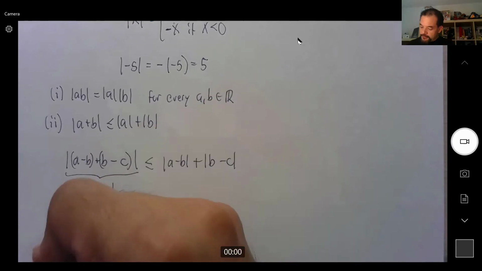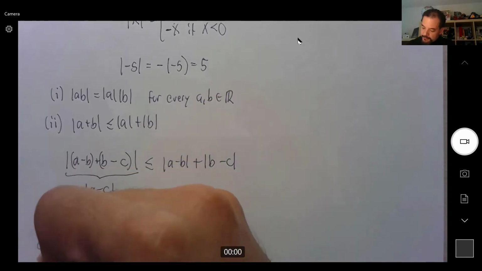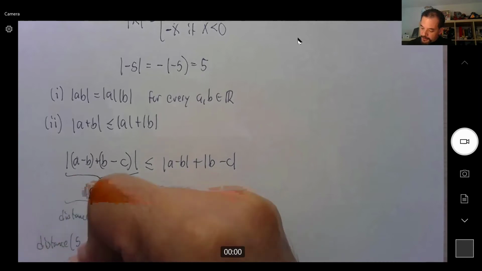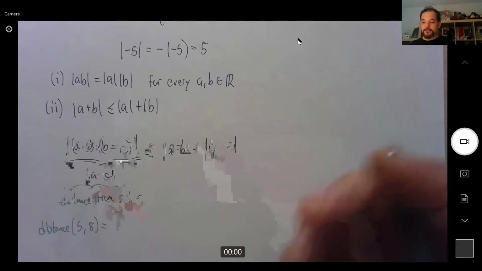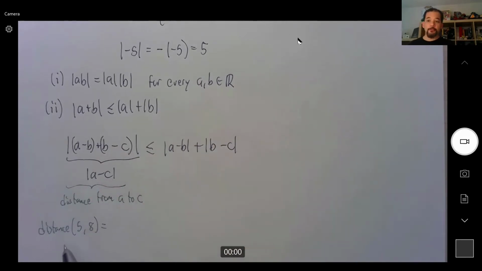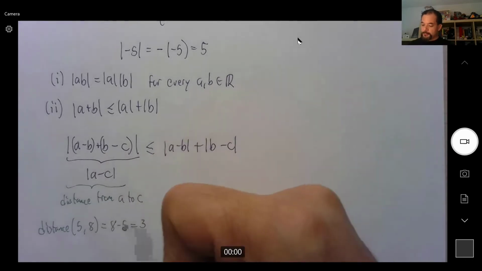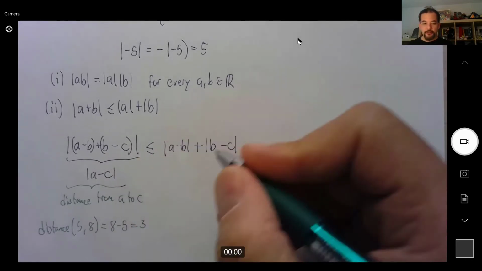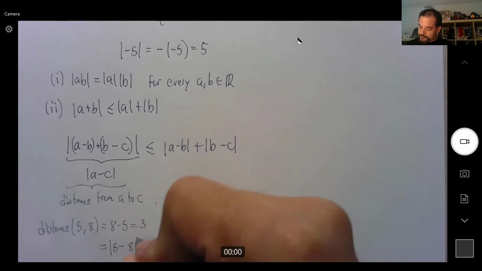So if I ask you what is the distance from the number 5 to the number 8, well, what you usually do is you take the bigger one and you subtract the smaller one, right? So you do 8 minus 5 and you get 3. But if you follow the formula that I just gave you, then it doesn't matter if you do it the other way around because you have the absolute value.